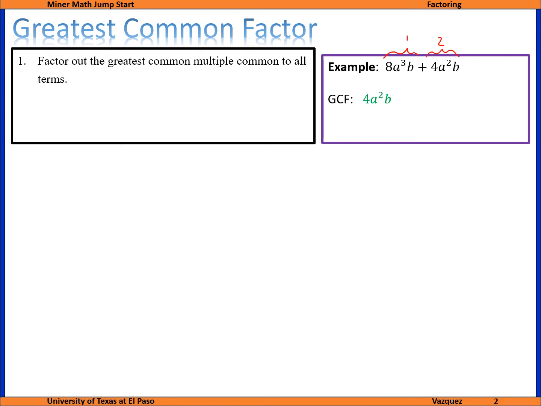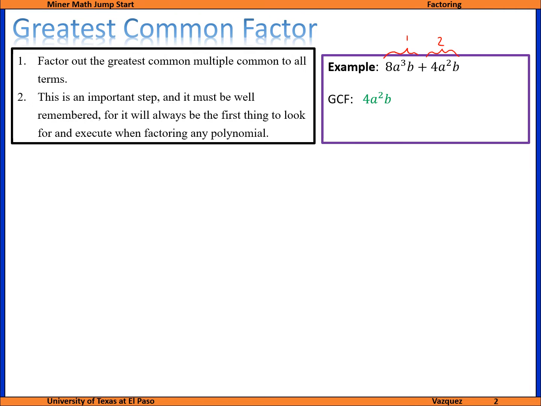Why? Because both of these terms do have a 4a squared times b. They both have a 4. They're both divisible by 4, since 8 is divisible by 4 and 4 is divisible by 4. We also have a squared in both of the terms. In one of them we have a cubed, but on the other one we only have a squared. And then they both have b. So we can take all that out.